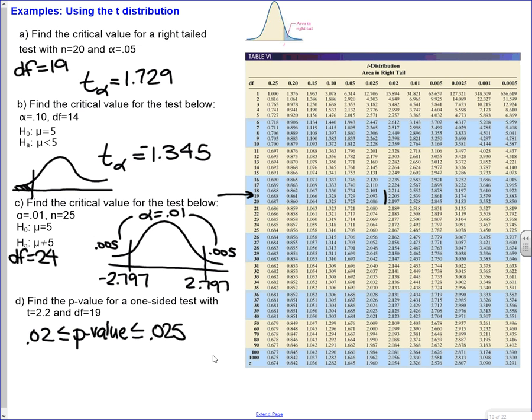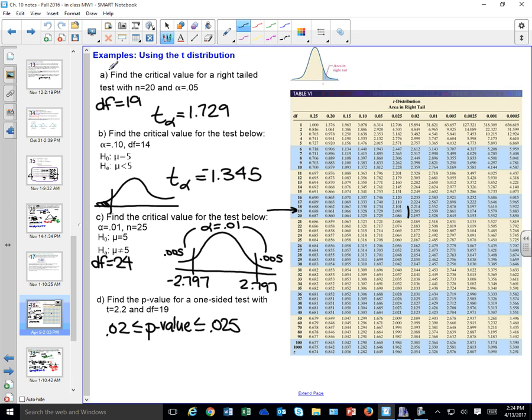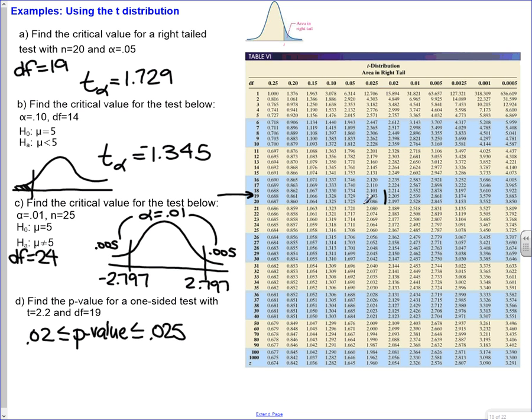All right, so using the t-distribution, if you're asked to find the critical values in your homework, this is what it's going to want you to do. Find the critical value for a right-tailed test, so we're up here in the right tail, with a sample size of 20 and alpha equal to 0.05. Since the sample size is 20, our degrees of freedom is 19, so we go to this row here. Our alpha is 0.05 in the right tail, so we go to 0.05 and down here we've got 19 and 0.05, and we get 1.729. And so that's our answer.